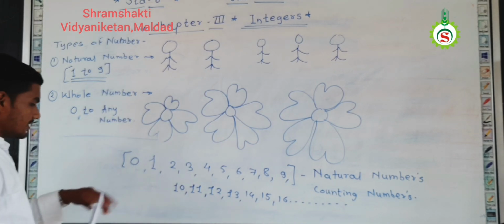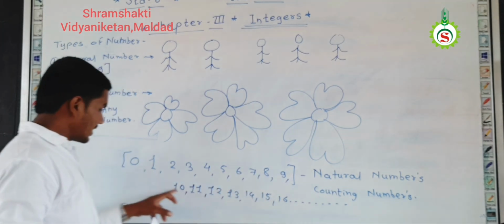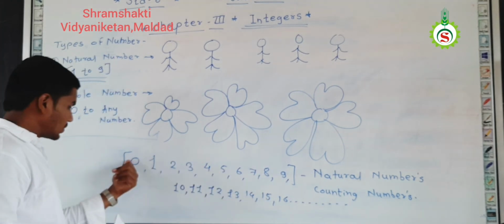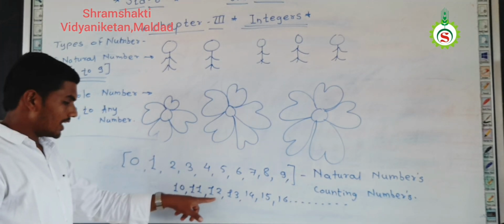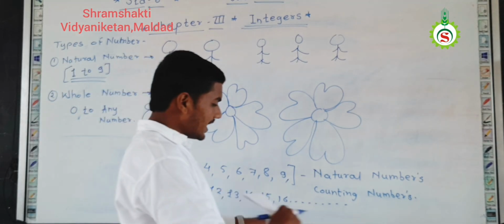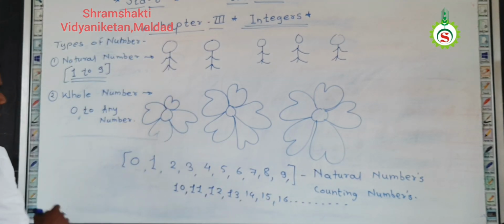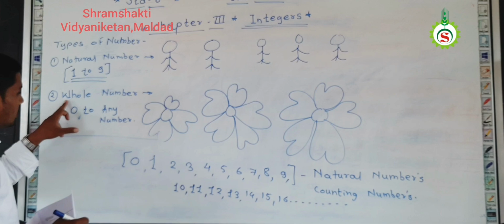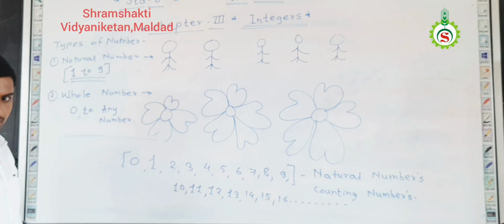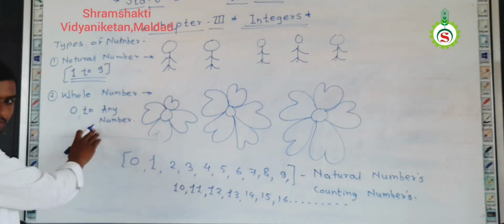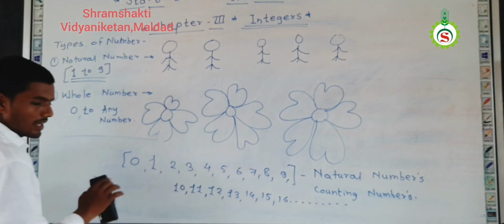That means 0, 1, 2, 3, 4, 5, 6, 7, 8, 9 are there. But after the 9, I have 10 that comes. After that 11, 12, 13, 14, 15. That means I can extend the series up to any number. So what is the idea about whole numbers? Whole numbers start from 0 and can be extended up to any number. You get the idea about whole numbers? That is the idea about natural numbers and whole numbers.